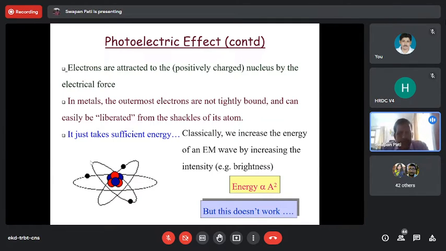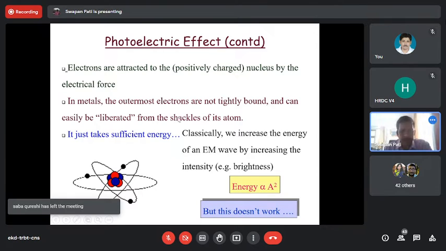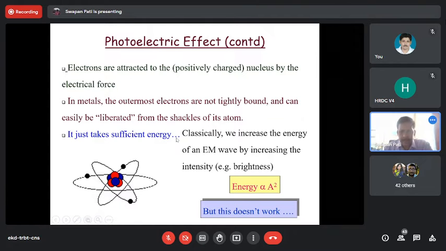The electrons are attracted to the positively charged nucleus of an atom by the electric force. In metals, the outermost electrons are not rigidly bound and can easily be liberated from the shackles of their atom. It just takes sufficient energy. Classically, if we increase the energy of an electromagnetic wave by increasing the intensity, the amplitude increase means increasing the intensity or brightness of the wave. The total energy increases.